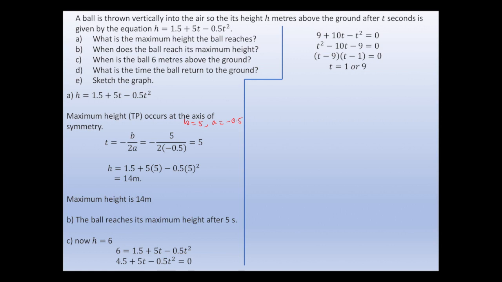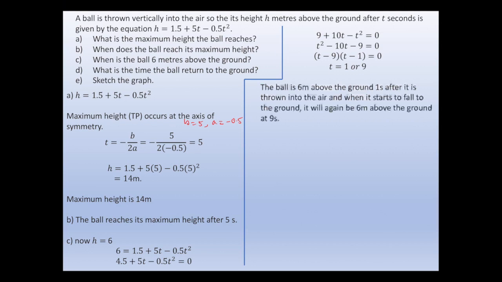You might be able to solve it on a calculator, but if we don't have one, we need to work it out by multiplying both sides by 2, so that we work with whole numbers. Rearranging, we have t squared minus 10t minus 9 equals 0. And factorizing, we know (t minus 9)(t minus 1) equals 0. Therefore, t is 1 or 9.